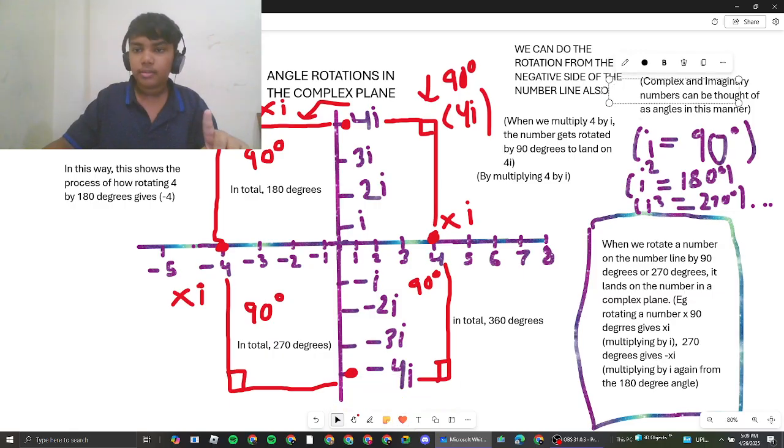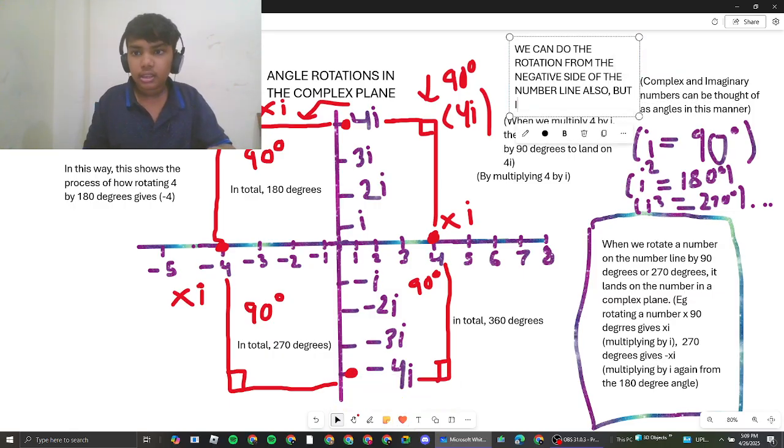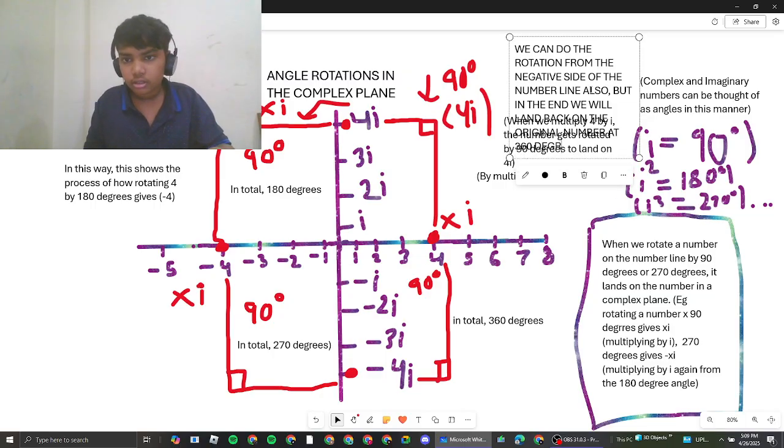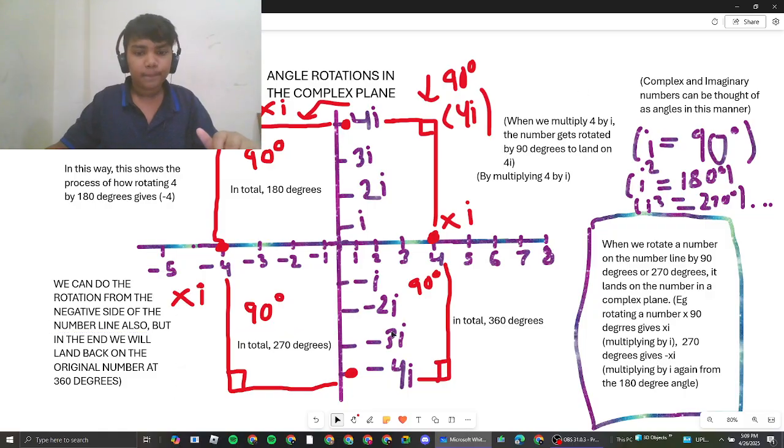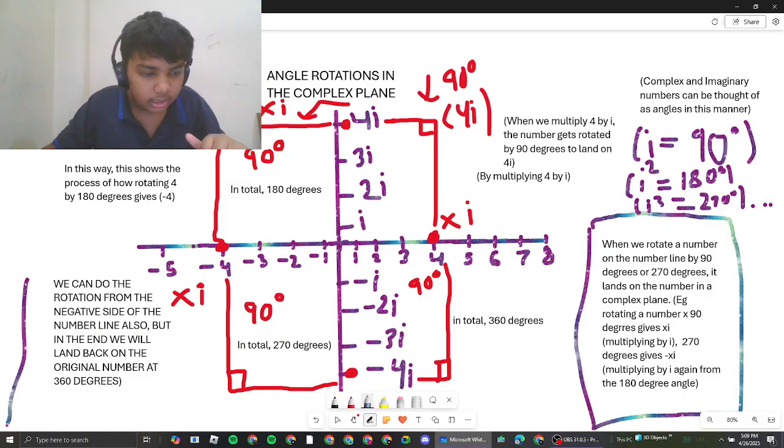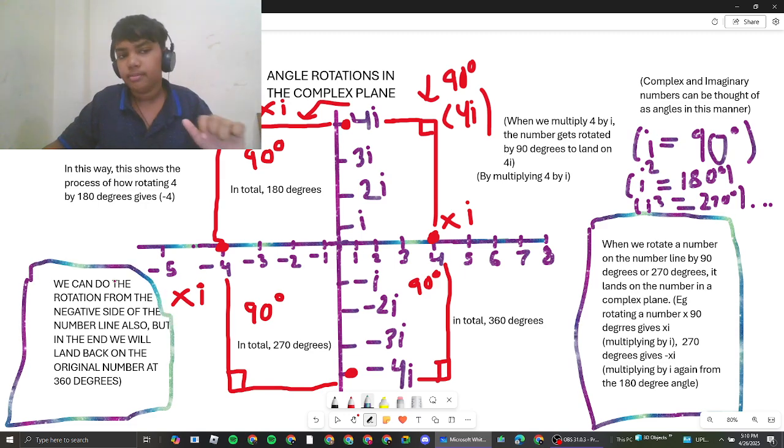Yeah. And also remember this. But in the end, we will land back on the original number at 360 degrees. Okay? Yeah, so just remember all these points. I'm explaining it in detail because this is an important topic. I shouldn't have left it out, but now it's handed to you.